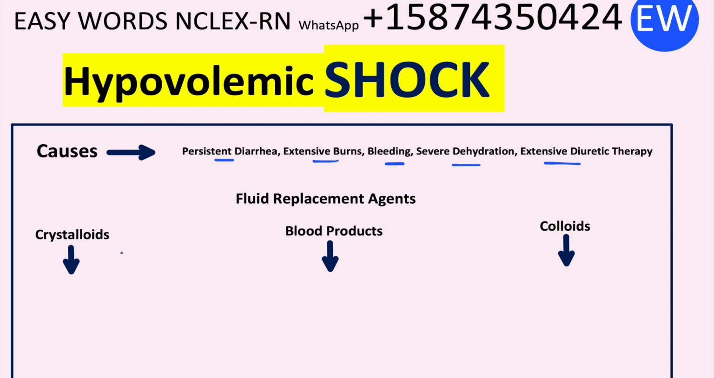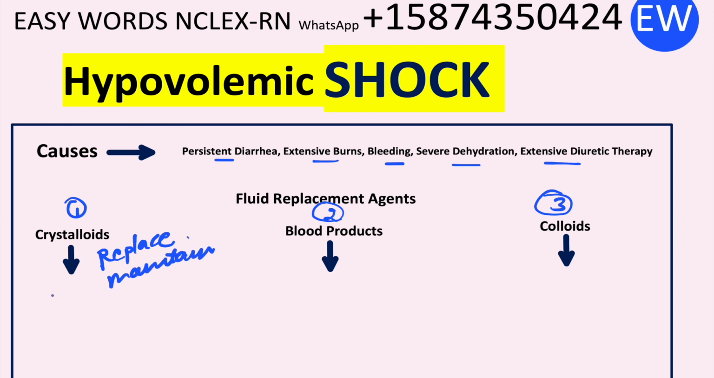Various kinds of fluids can be used for this purpose, such as crystalloid fluids, blood products, and colloids. Crystalloids are solutions that have the same electrolyte concentration as plasma, so they are used to replace the lost fluid volume and also to maintain the urine output.